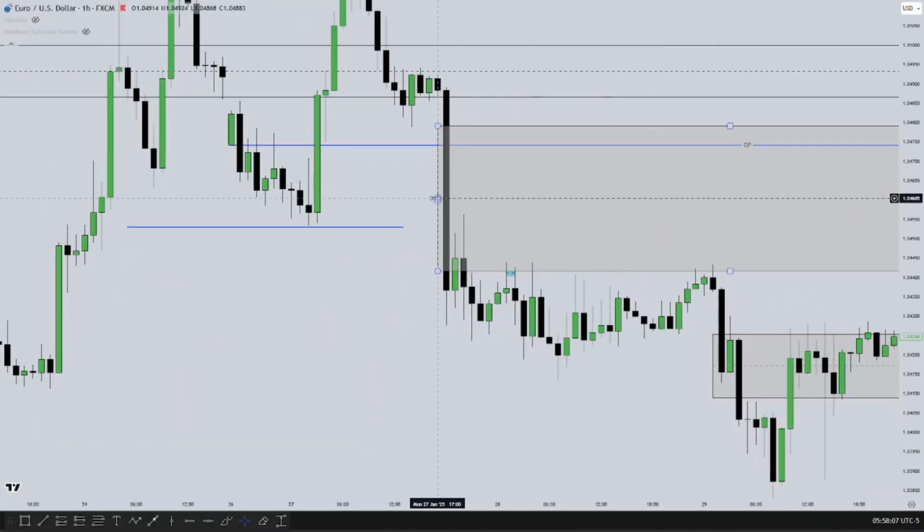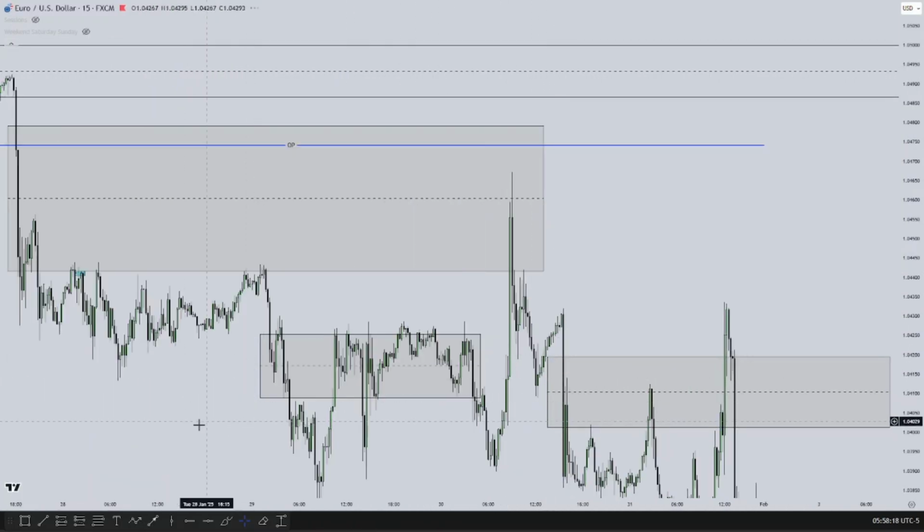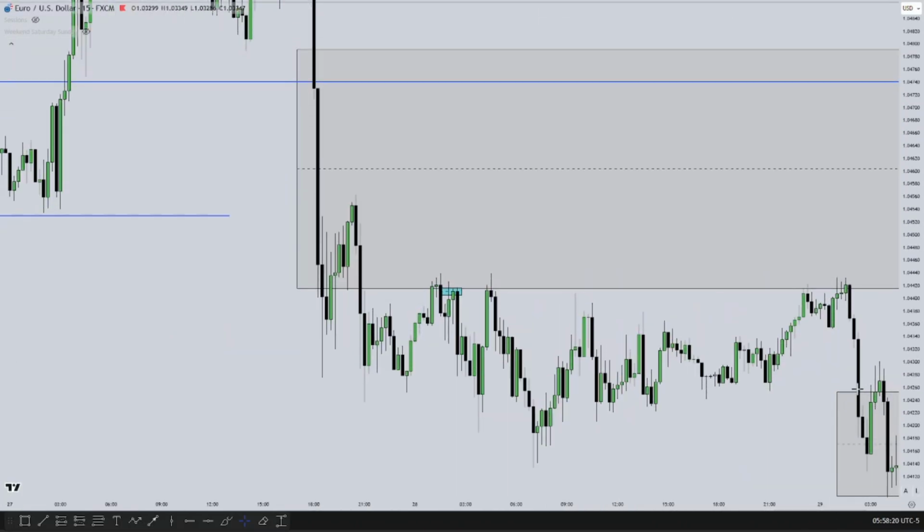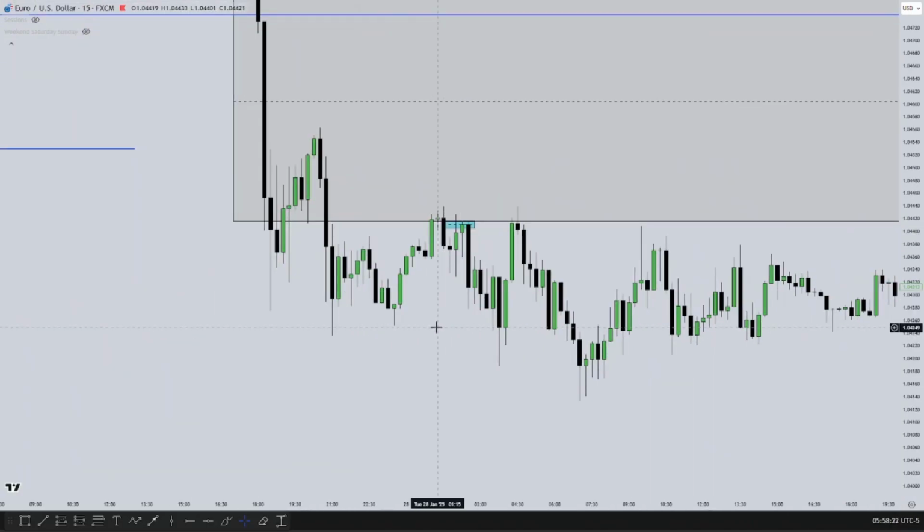Here's the fair value gap, the 4-hour fair value gap. Price retraced to the fair value gap. Now, we'll talk about the 3 a.m. to 4 a.m. entry model.